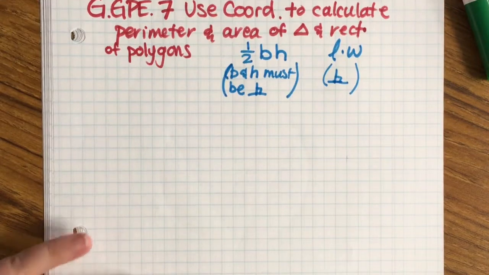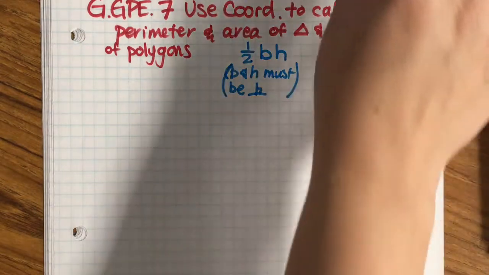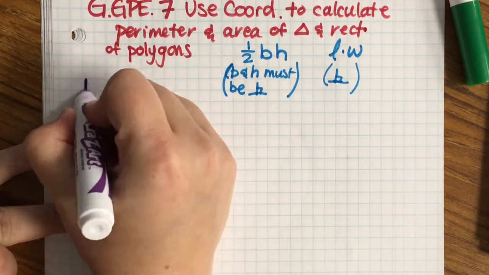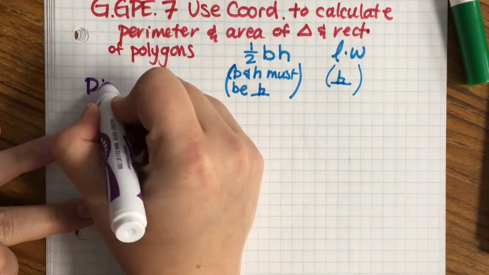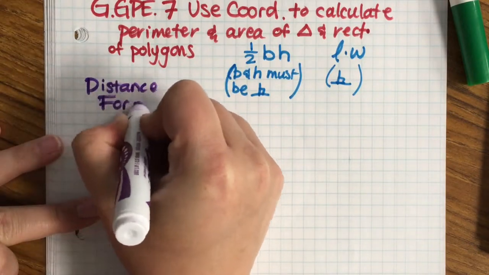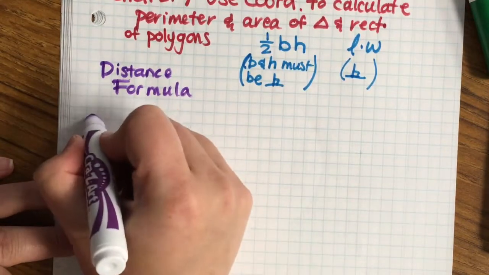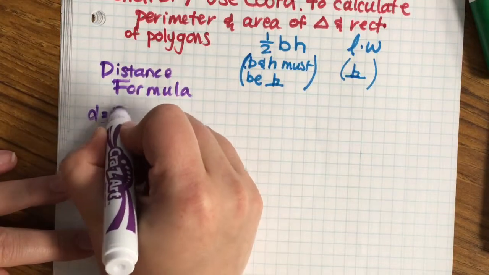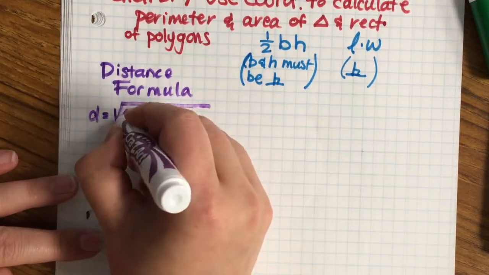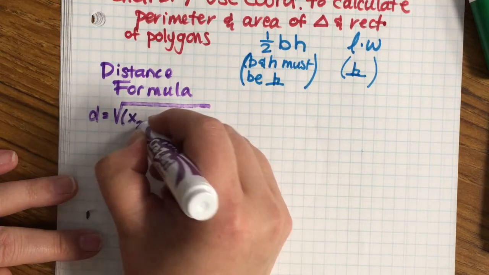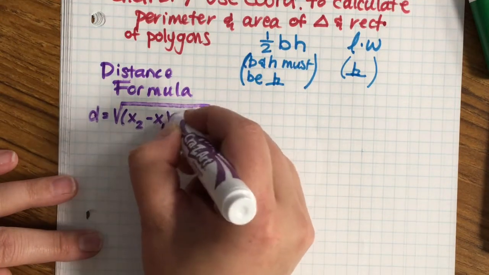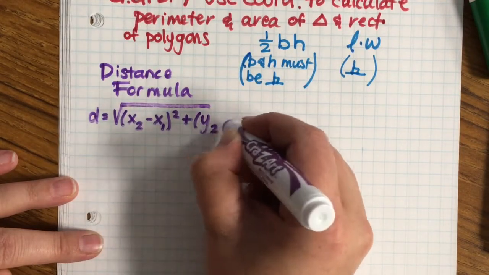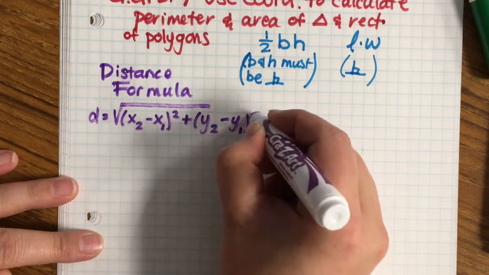The other thing that you're going to need, and you're going to use a lot, is the distance formula. I'm gonna write down the distance formula, and then I'm gonna write down a more simplified version of it. So the distance formula says that the distance between 2 points on a coordinate plane is the square root of (x2 minus x1) squared plus (y2 minus y1) squared.